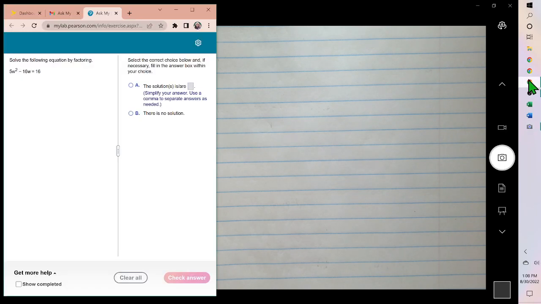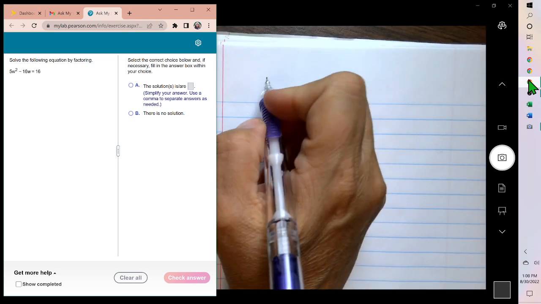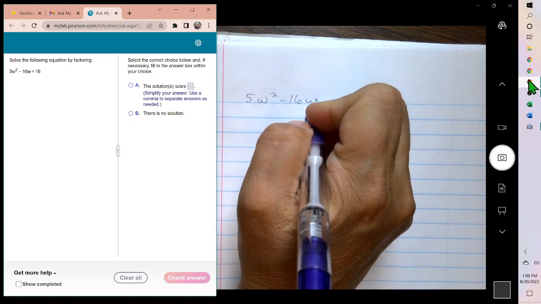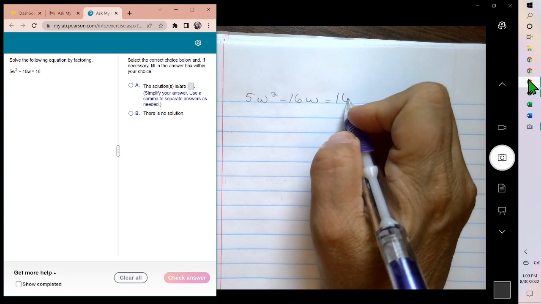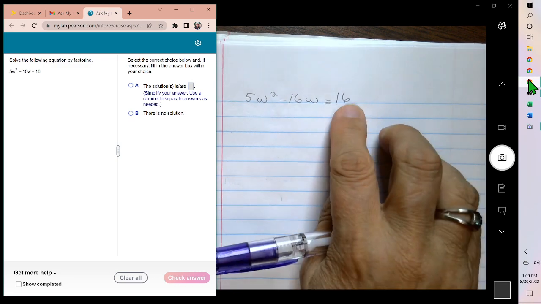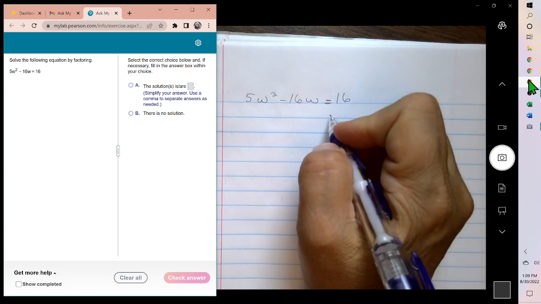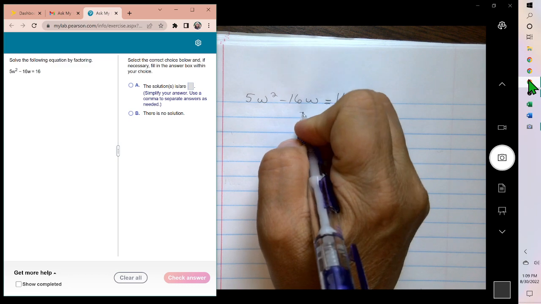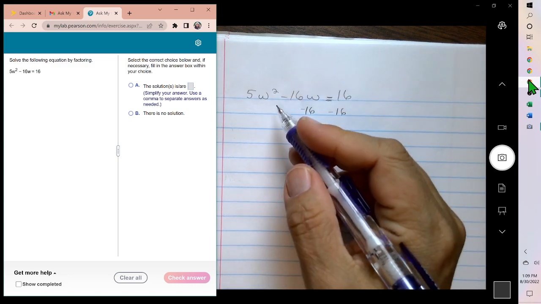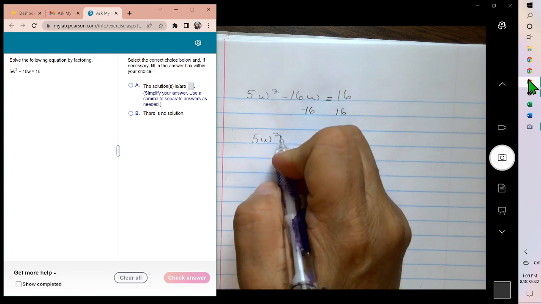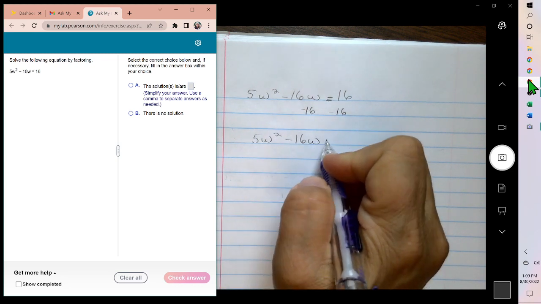To solve by factoring, the first thing you need to do is have this set equal to 0. So if we have 5w squared minus 16w equal to 16, the first thing we need to do is get it set equal to 0. So the 16 needs to be moved to the other side. You could think of it as subtracting 16, or when you move it to the other side it changes its sign. But we wouldn't combine it with anything because they're not like terms.